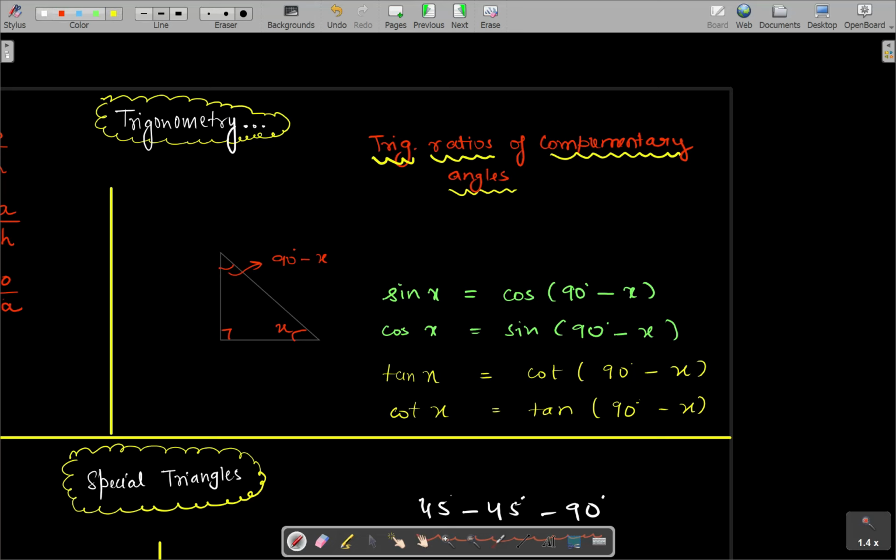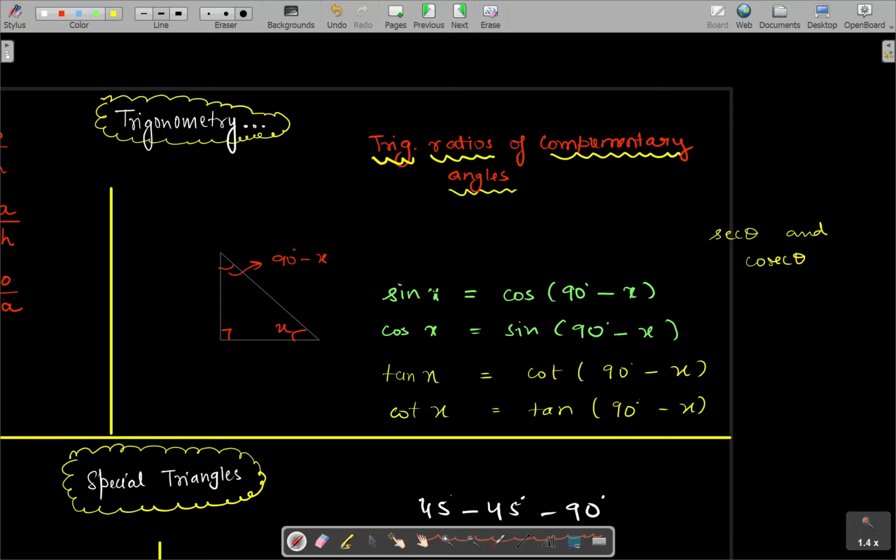Then you should know about trigonometry ratios of complementary angles. So sine and cosine, they are complementary. They follow this relationship. See, in a right triangle, obviously one angle will be a right angle. If one angle is x, then the other will be 90 minus x. Then this relationship follows between sine and cosine, and tangent and cotangent, and also between secant and cosecant.